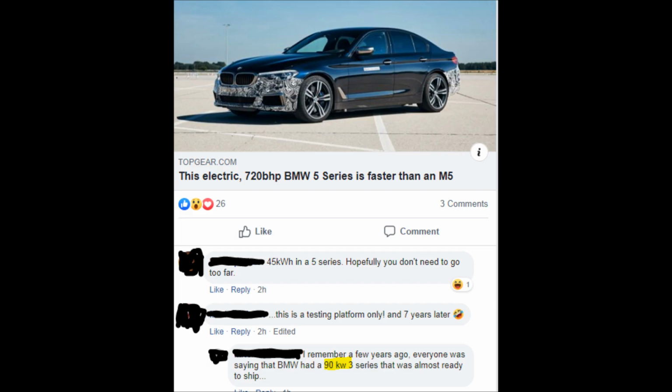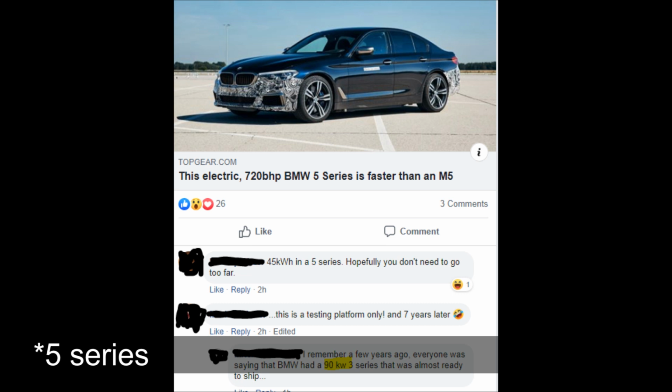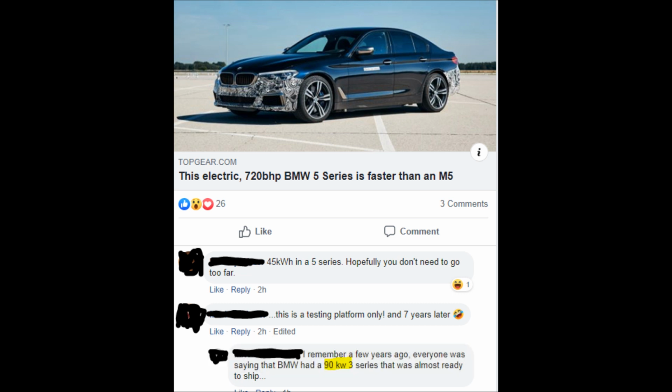This one is funny. Okay, the BMW 5 Series. There was this car that had been rebuilt, an M5 with 720 horsepower. And then they talk about kilowatt hours. Okay, the first one is correct, 45 kilowatt hours. That's the energy, of course. And then someone says, well, the BMW had a 90 kilowatt 3 Series, and 90 kilowatt is about 120 horsepower. So again, try to replace kilowatt with horsepower. Does it make sense? No. So it should be kilowatt hours.